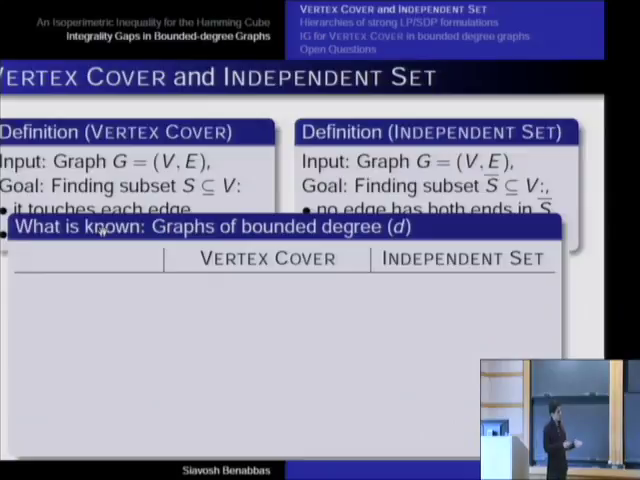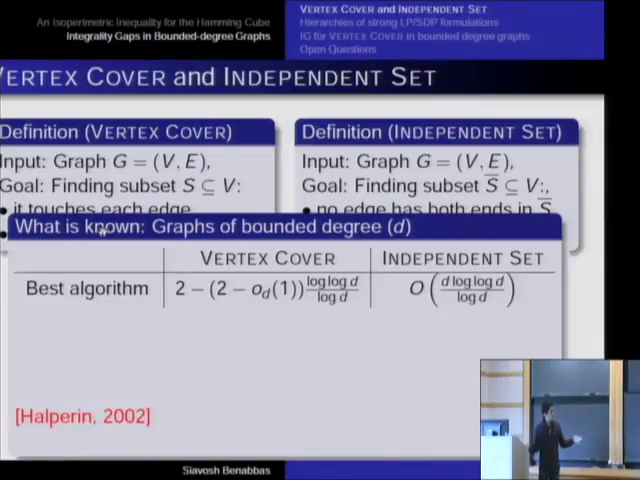Now the problem we are going to study is vertex cover and independent set when the graph is bounded degree, say degree d. You should think of d as a very, very big constant. So the best algorithm is something of the form 2 minus order of log d over d. So you save an order log d over d over the 2 approximation. And for independent set, the best algorithm is d over log d.